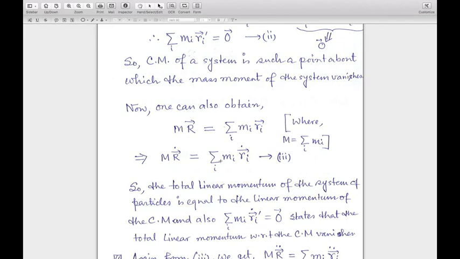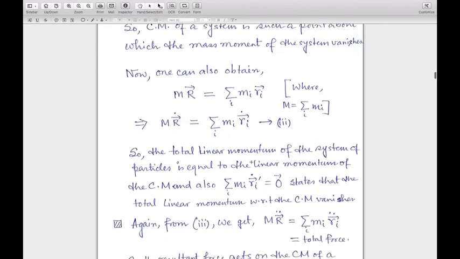Then taking the total time derivative of both sides, you can say M R dot is equal to summation over i of mi ri dot. Okay, what is this? This is nothing but the total linear momentum of the system, and that is equal to capital M R dot. So another way of saying this is that the total linear momentum of the system of particles is equal to the linear momentum of the CM.